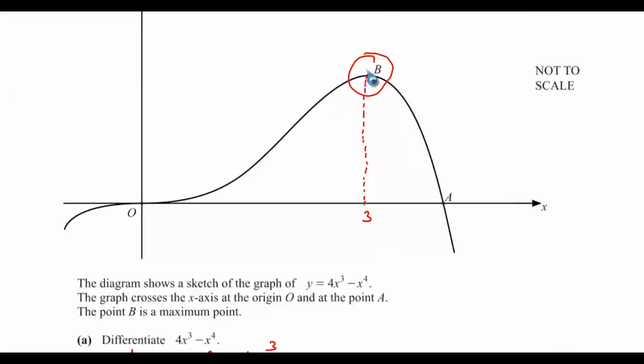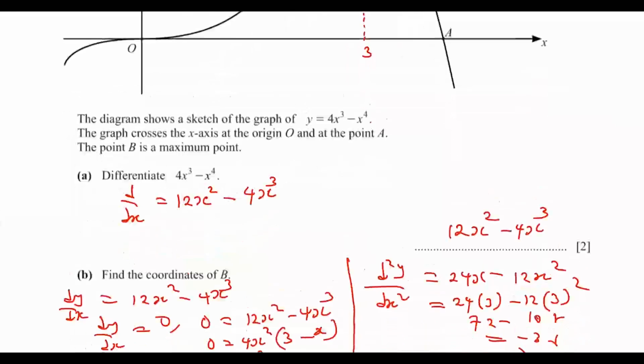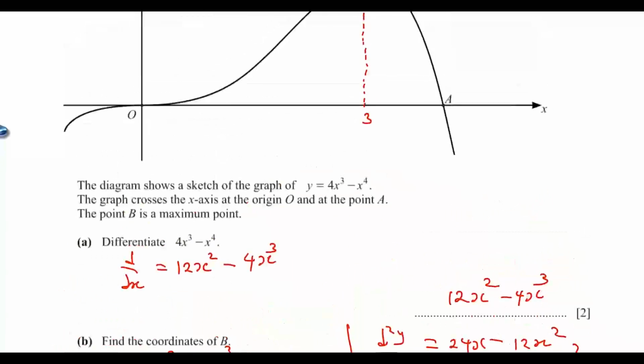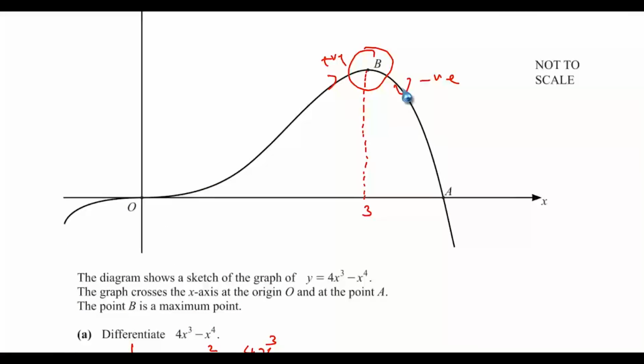So before it got here, it was increasing, going up like this, and after the stationary point it was decreasing. So this is negative and this is positive, increasing. Since we got a negative value at x equals 3 when we substituted into d²y/dx², that means it is decreasing and it was increasing. So we have confirmed that this is a maximum point.